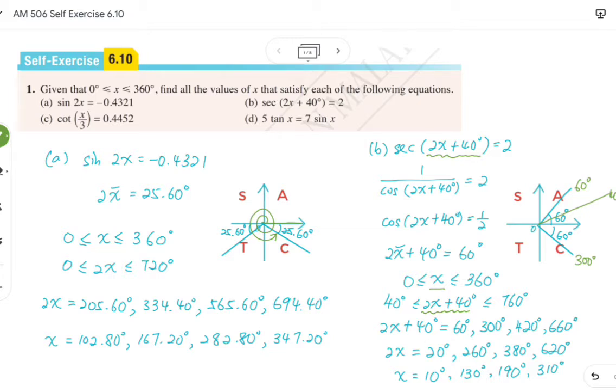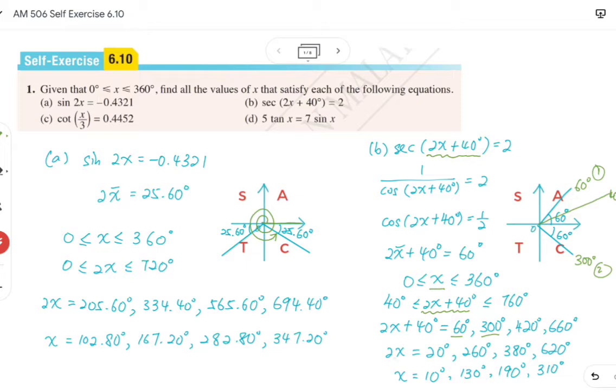We have 60 degrees because the first angle is inside our domain, and the 300 degrees is also in our domain. Then the first angle plus 360 degrees for the second round becomes 420, and 300 plus another 360 degrees, we get 660 degrees. You check that all these angles are in your domain of 2x plus 40.